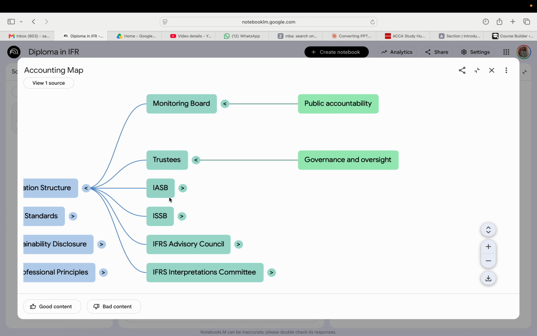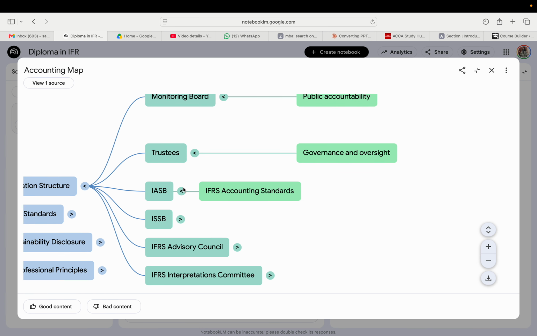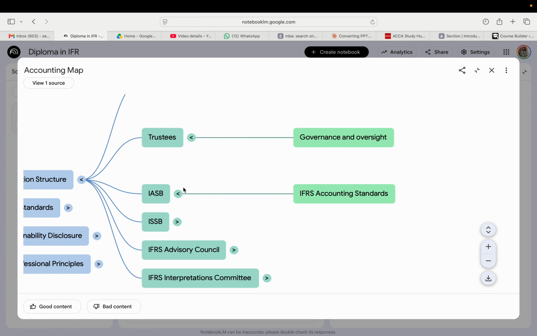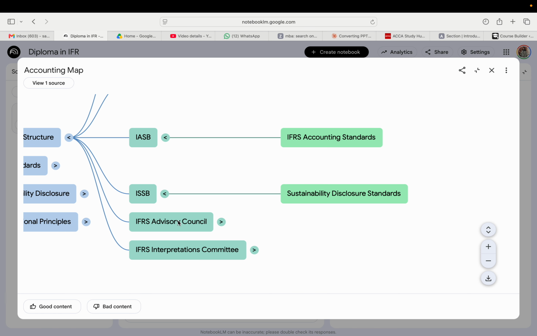Then there are two boards. One is IASB, one is ISSB. IA is the one who sets out the IFRS accounting standards, and S is sustainability disclosure standards. So IFRS S1, IFRS S2 are set by this board. All the other IFRS and IAS that you are seeing right now are the result of the IASB. They are the ones who have set out these IFRS accounting standards.